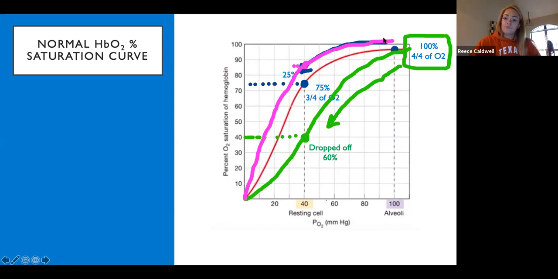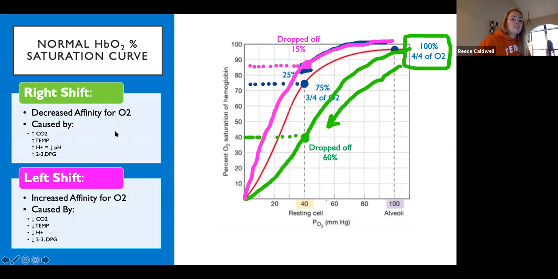With the left shift, again, we start at that 100%, but when we move from the lungs to the tissues, we're only dropping off about 15%, so less oxygen than normal. With a right shift, the green, hemoglobin has a decreased affinity for oxygen, and a decreased affinity means it's going to be more willing to let go. Those binding sites are not holding on to the oxygen as tightly, so it's going to let off more than it usually would.